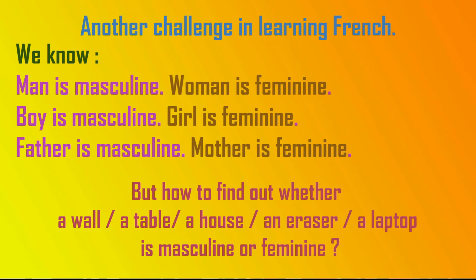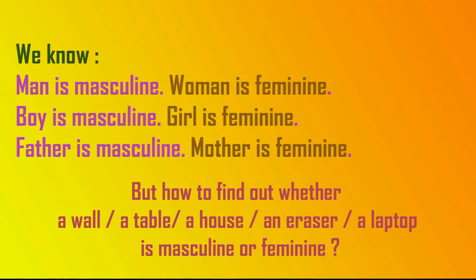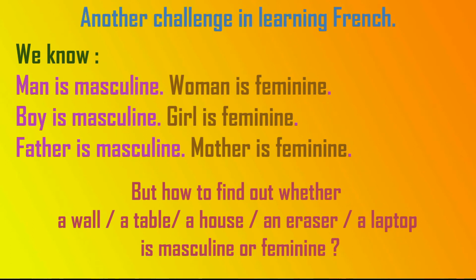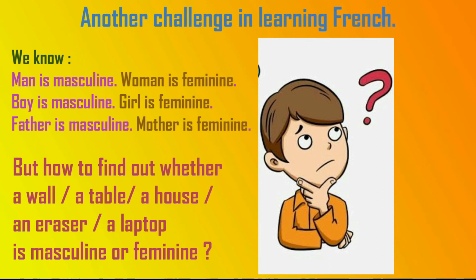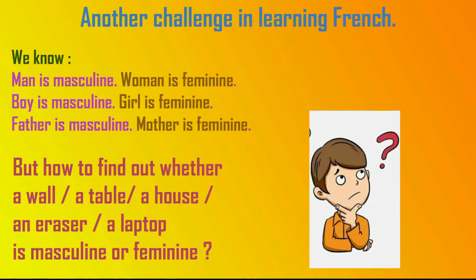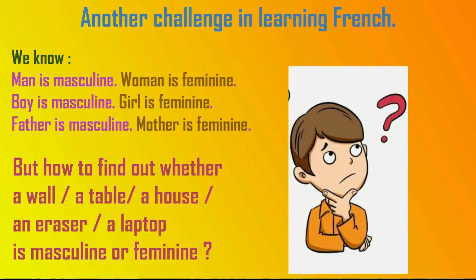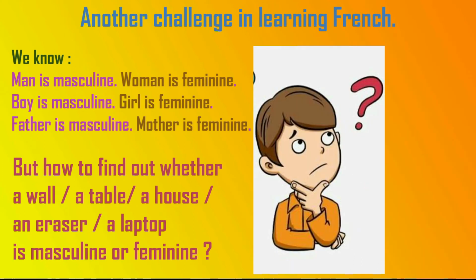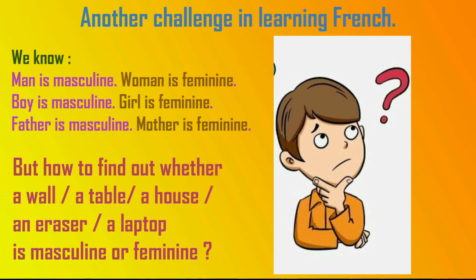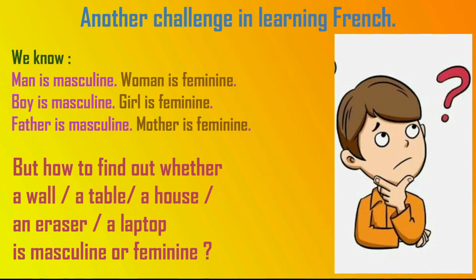Next challenge in French. Man is masculine, we know. Woman is feminine, we know. Boy is masculine, girl is feminine. Father is masculine, mother is feminine. But how do you know whether this table is masculine or feminine? Or wall is masculine or feminine? A house, an eraser, a laptop, a playground, a school, a door, a window. How do I know whether it's masculine or feminine?